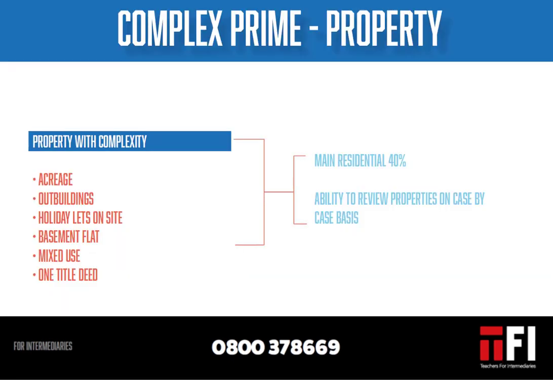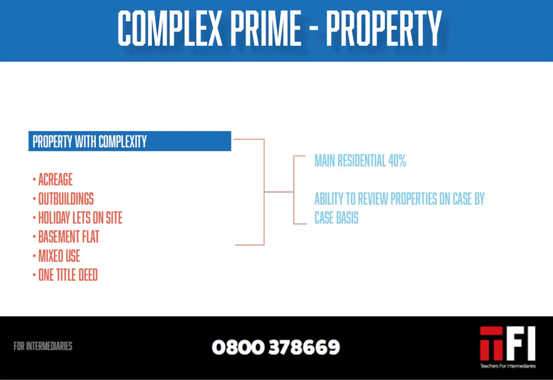So going on to the subject of complex prime property, there's a number of areas here. The first obvious one may be where your client is buying what was a farm, lots of land, lots of outbuildings, intending to live in the main house as a family home, and actually use the outbuildings for a number of reasons. I'll go into some scenarios shortly, but a few things to point out. We're not too worried about acreage. We don't have a maximum acreage that we will lend to. We're not too fussed about outbuildings.